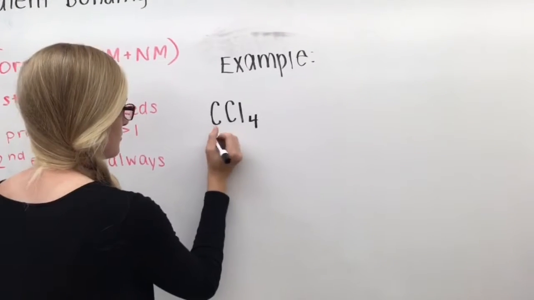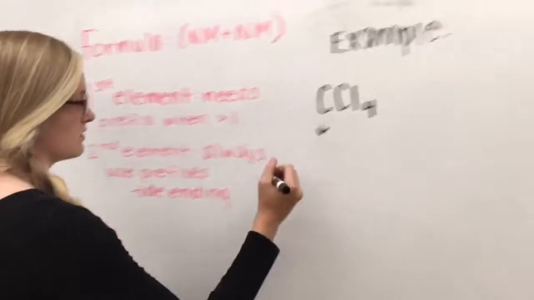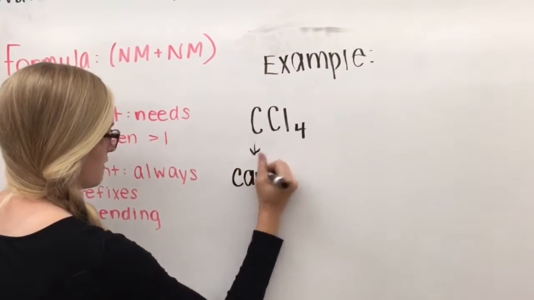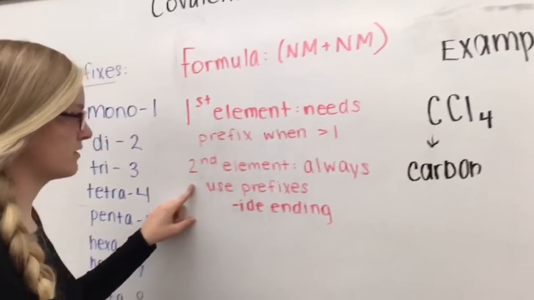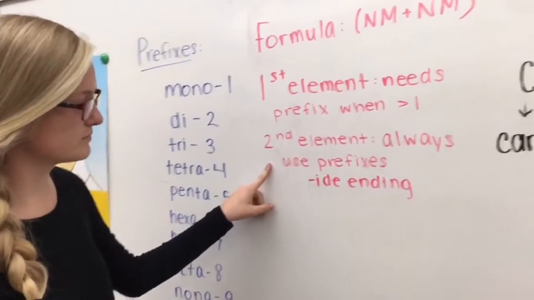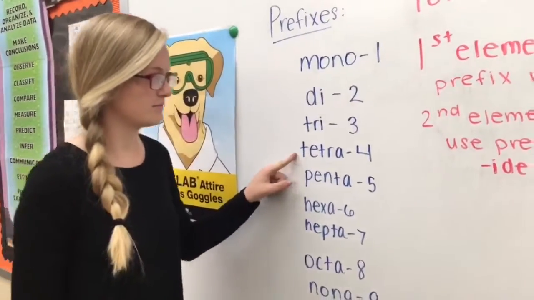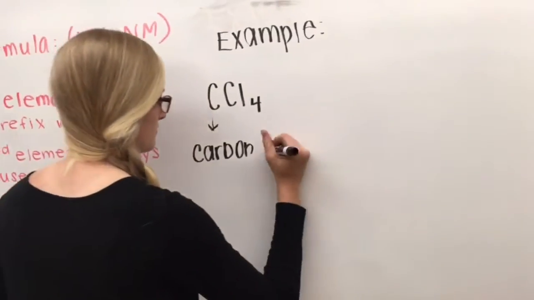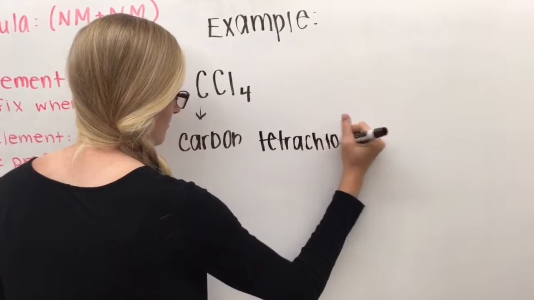So the first element is carbon, and because the first element does not have a subscript greater than 1, it doesn't need a prefix. So it is just going to be called carbon. Our second element, chloride, always needs a prefix, and because of the subscript 4, this represents tetra. And the prefix goes before the second element's name. The final molecule is carbon tetrachloride.